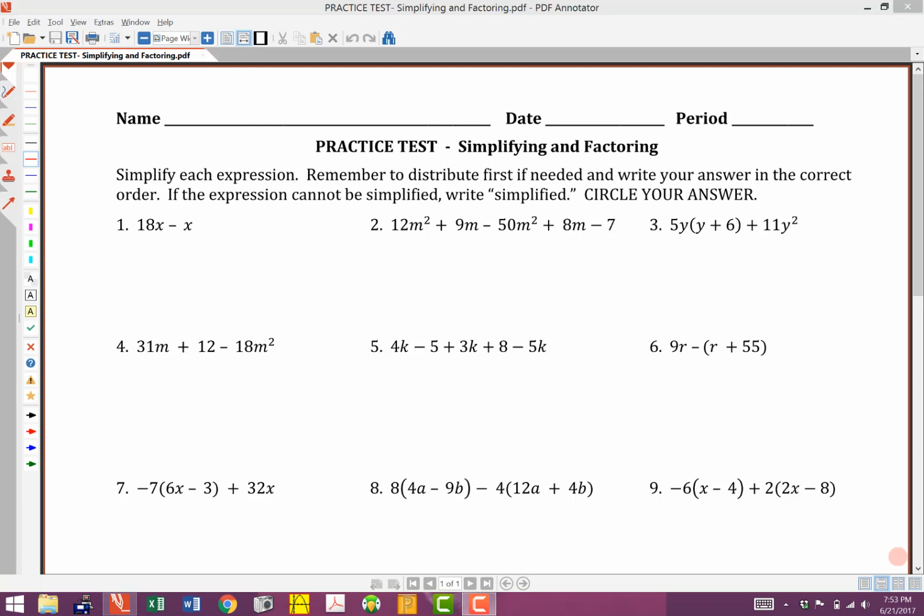So here's the practice test for our unit on simplifying and factoring. Let's make sure that we read the instructions very carefully. I'm going to write solutions on here. And then we've got basically two sections here.